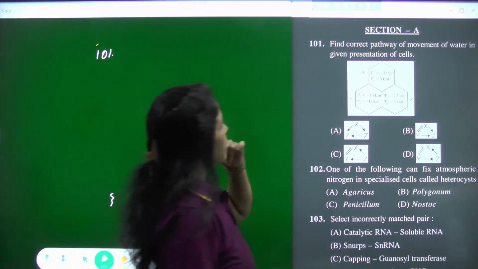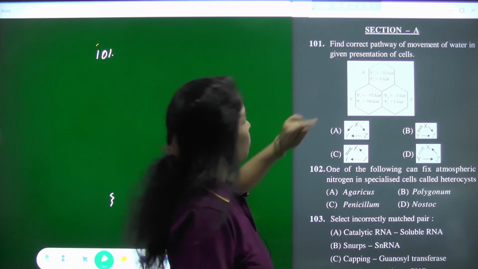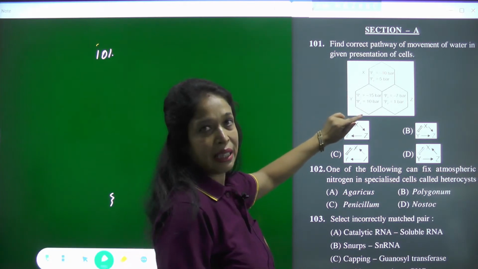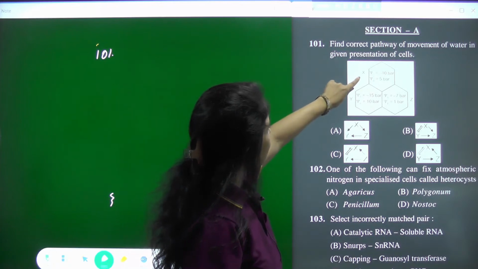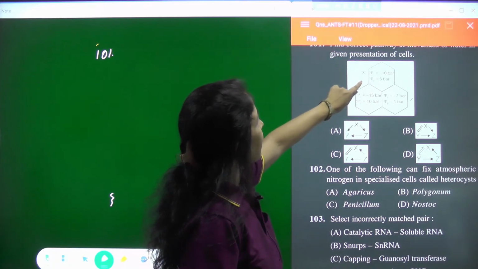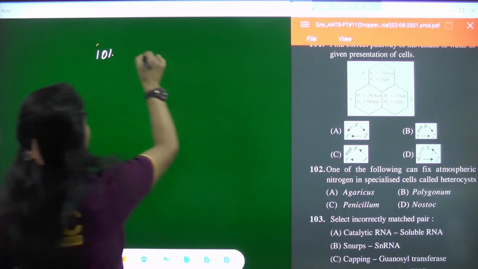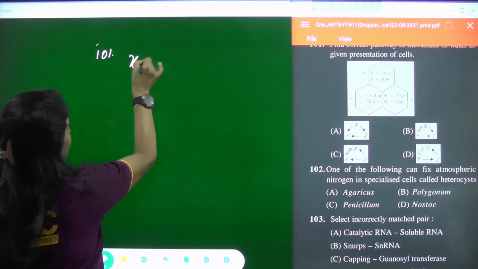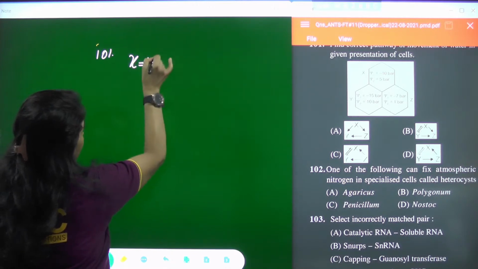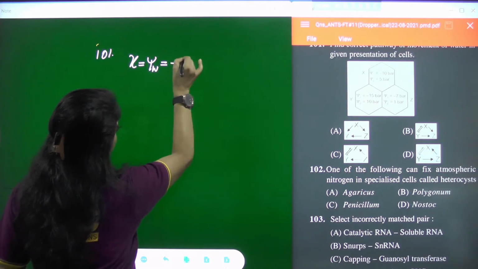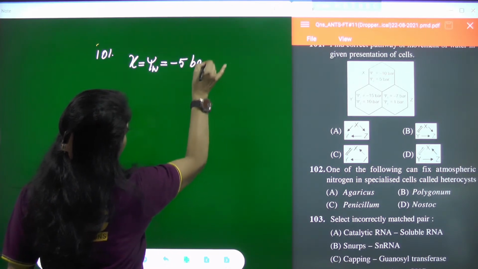So the question is given on water movement, water potential. Three cells are given: X, Y and Z. Values are given. In the X cell, solute potential is minus 10 and pressure potential is 5 bar. So in the X cell, the value of water potential will be how much? Minus 10 plus 5, that is minus 5 bar.